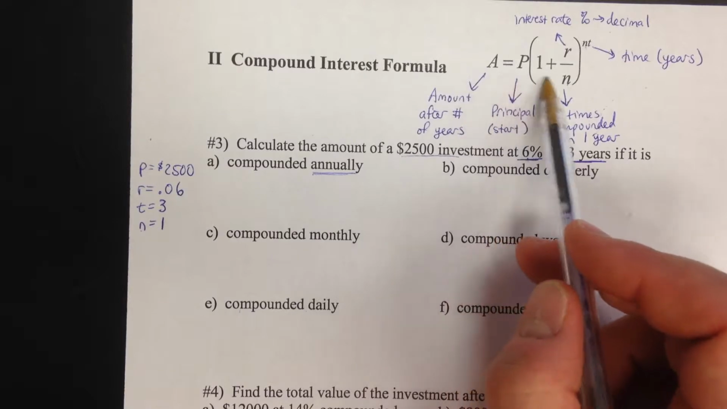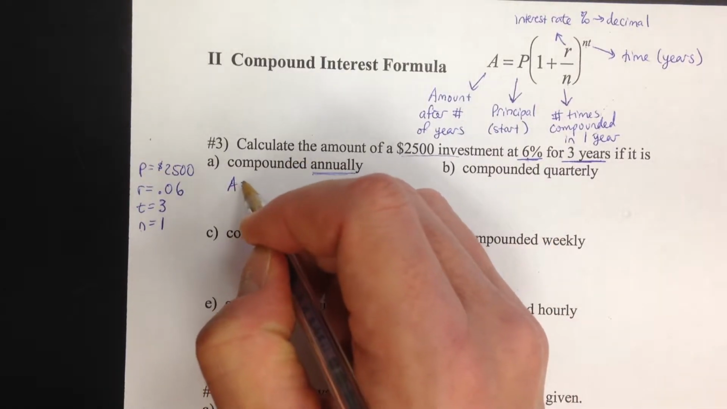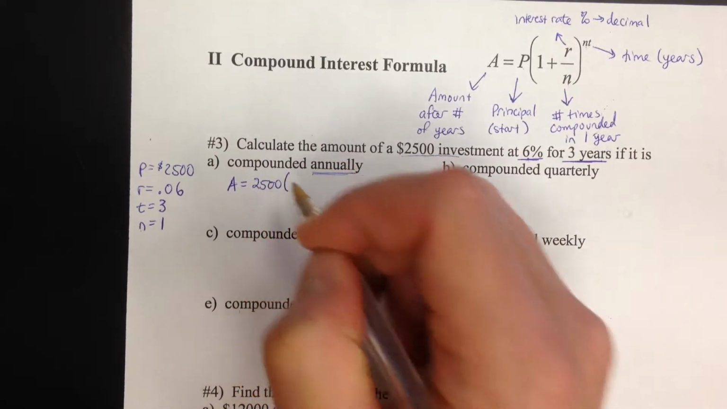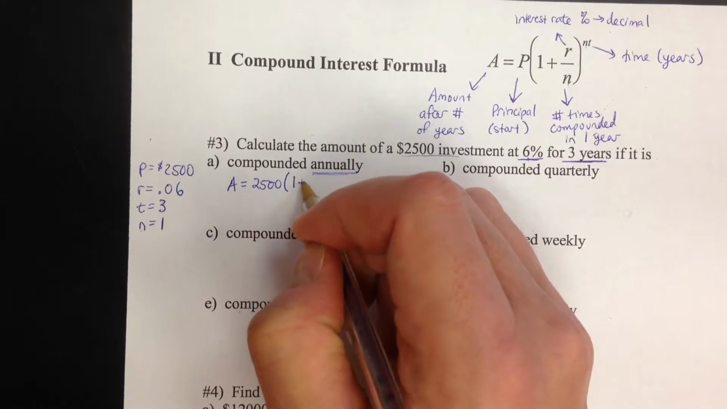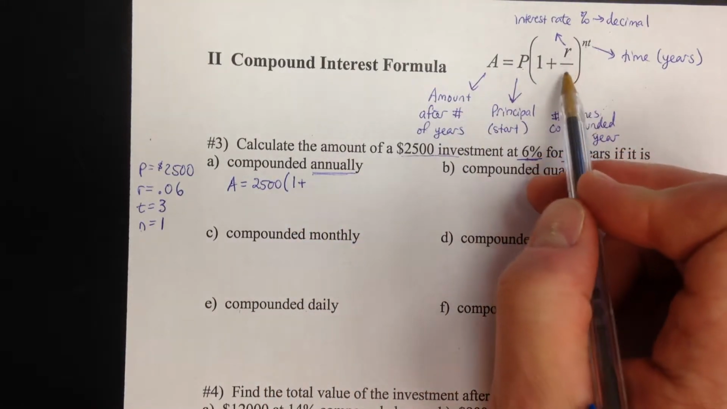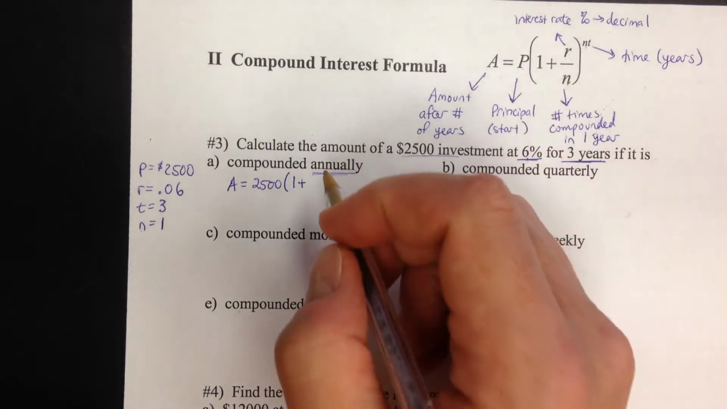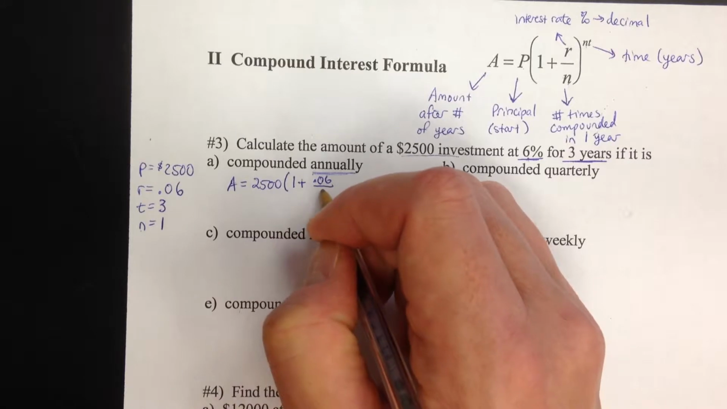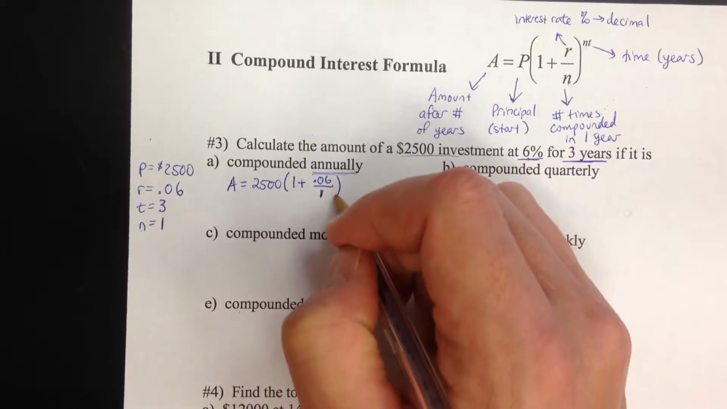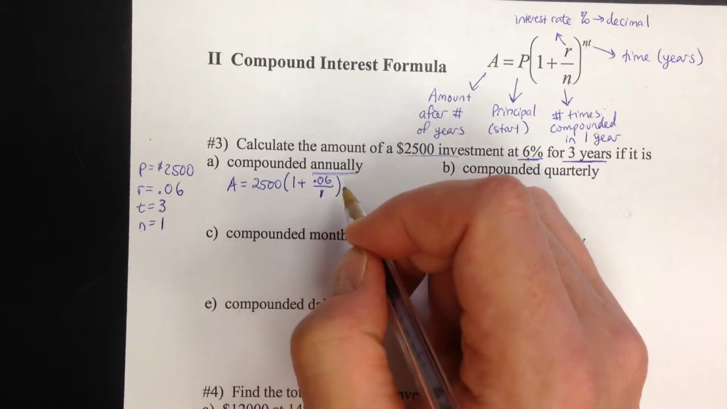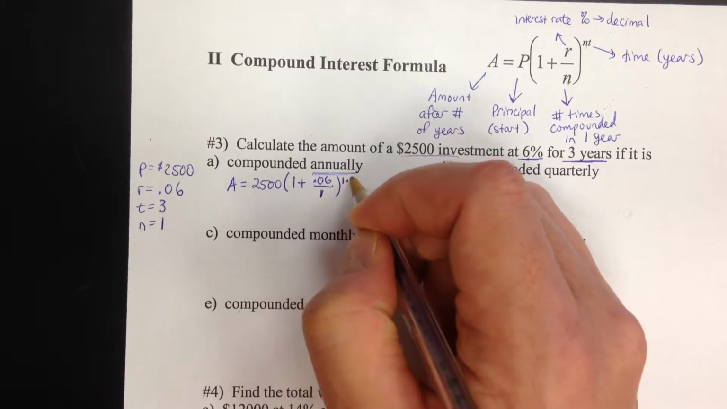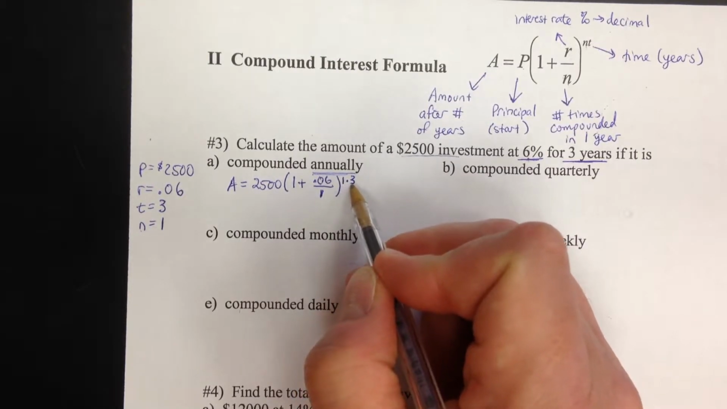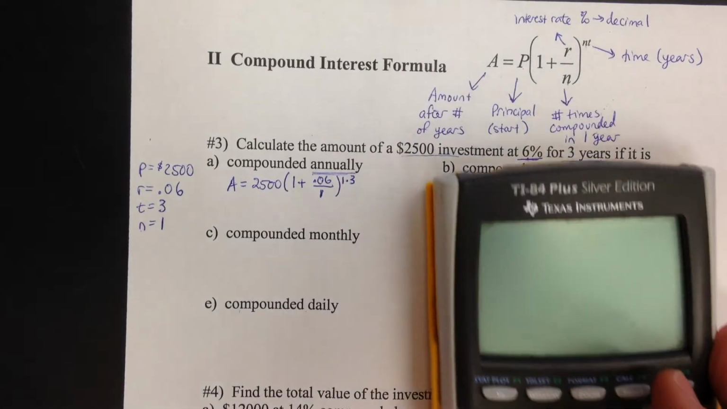So here we go. We're going to use this formula. A is the amount, equals the principal, which is $2,500, parentheses, 1 plus the rate divided by the number of times being compounded. The rate is 0.06, over n, which is 1, close parentheses, and then this whole thing is going to be raised to the n times t power. So the exponent would be a 3. 1 times 3 is 3. Now you can type this whole thing in.